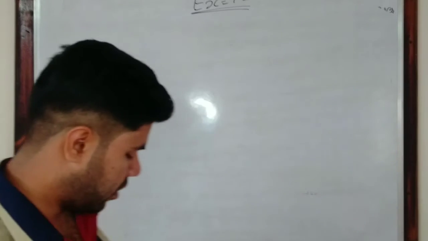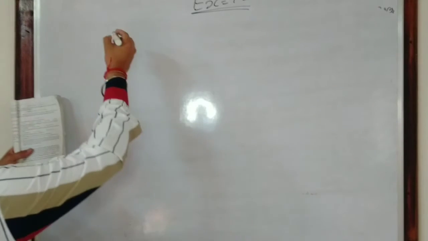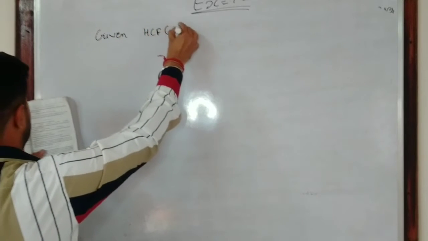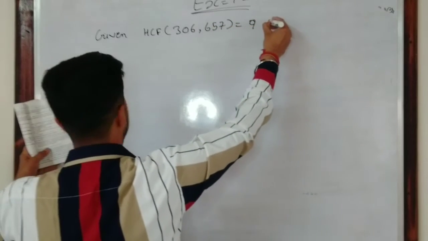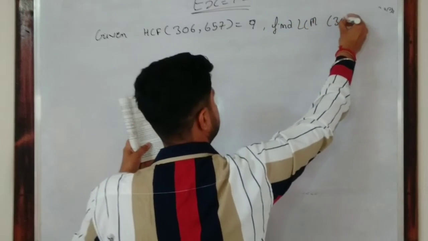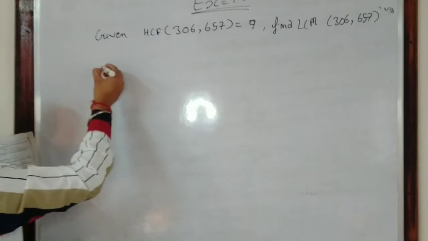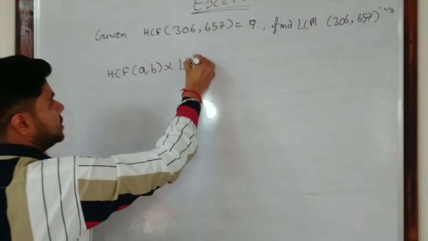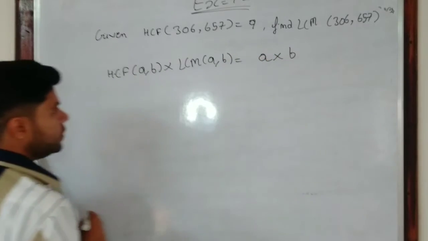The question is, I have already done this formula in the introduction part or in question number 2 of exercise 1.2. Given is HCF of 306 and 657 is equal to 9. Then find LCM of 306 and 657. I've already told you the formula: HCF of two numbers multiplied by LCM of two numbers is equal to the product of both the numbers.